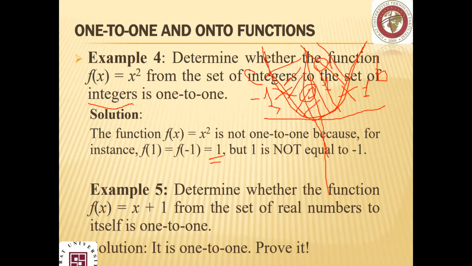Let's take another example. Determine whether the function f of x equals x plus 1 from the set of real numbers to itself, that means real numbers to real numbers, is 1 to 1. It is. How do I know? Well, you can apply the definition, but we have an easy way to do that. You can draw it, if you can plot it. Now, I'm not sure if you can see it or not here, because usually this one does not display in drawing. x plus 1 is something like that.